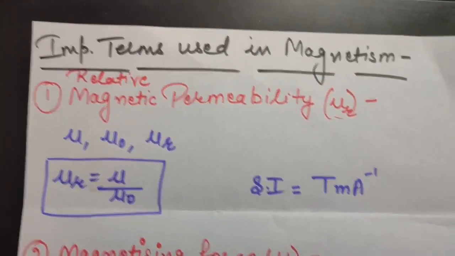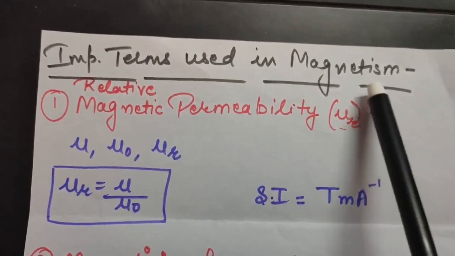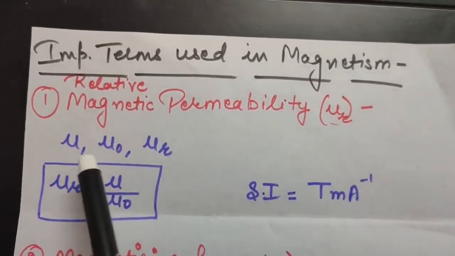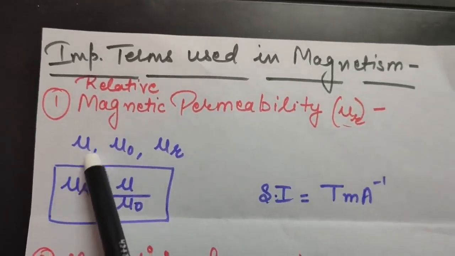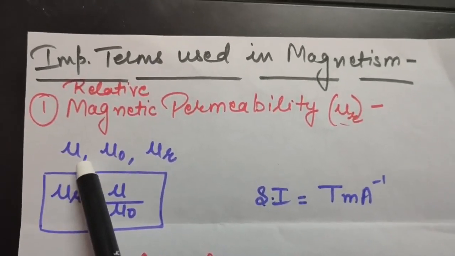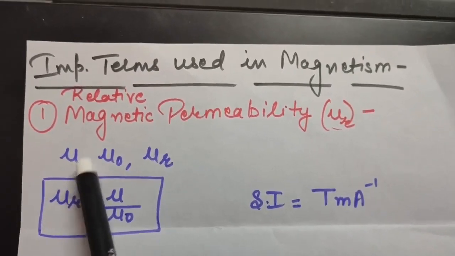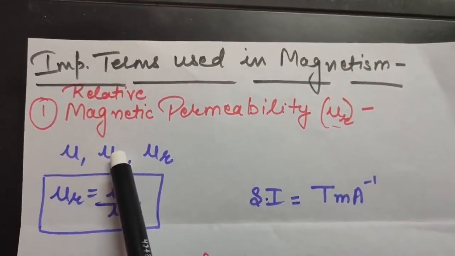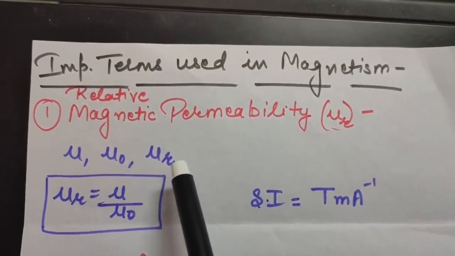Important terms used in magnetism. The first term is relative magnetic permeability, which is represented by mu r. Before that we have three things: mu, mu naught and mu r. Mu is the magnetic permeability of the material in some medium. Mu naught is the magnetic permeability of the material in vacuum. And mu r is relative magnetic permeability.